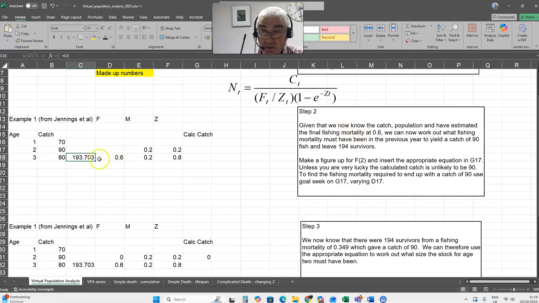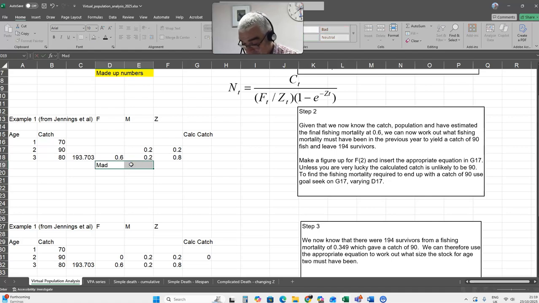So now that we know the catch, we know the population, and we've estimated, I know these numbers are made up, so these are still made up numbers. Some people really struggle with the fact that we have to use made up numbers.